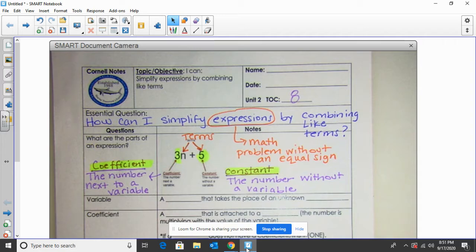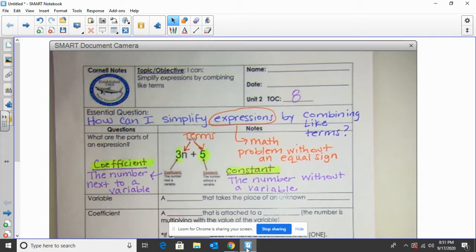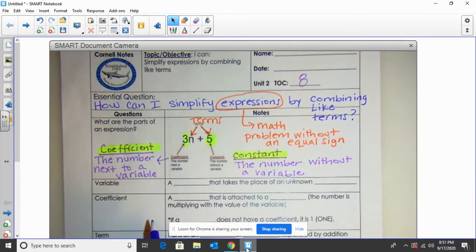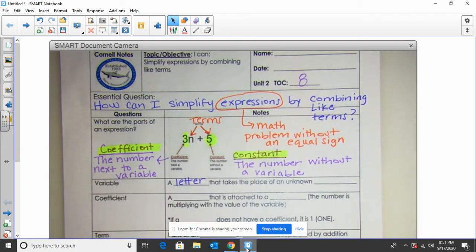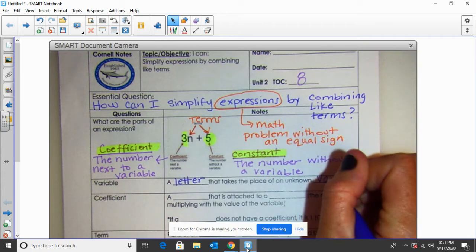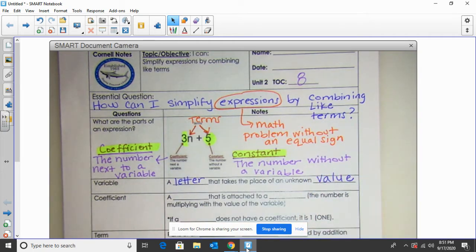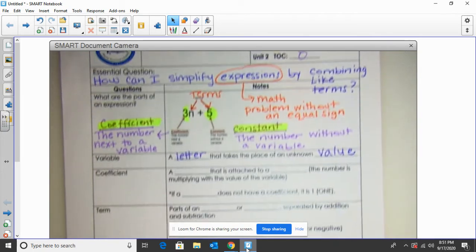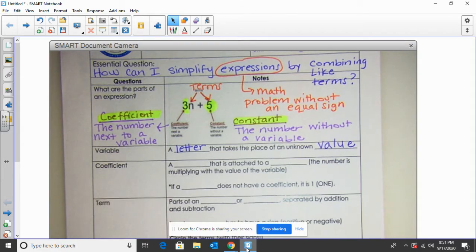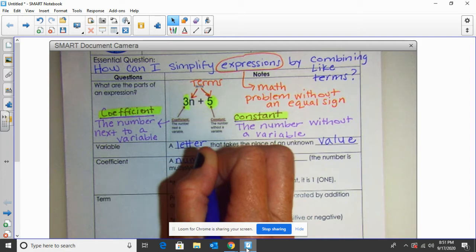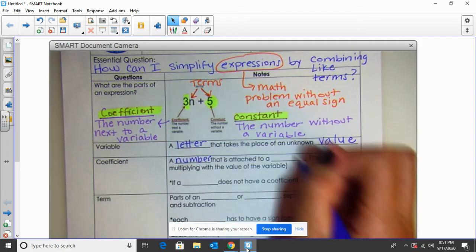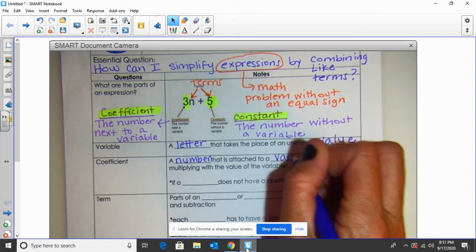So let's get into some vocabulary that you're probably familiar with. First of all, a variable is a letter that takes the place of an unknown value. So some number that I don't know yet. Okay? Coefficient we just talked about right above. The coefficient is a number that is attached to a variable.